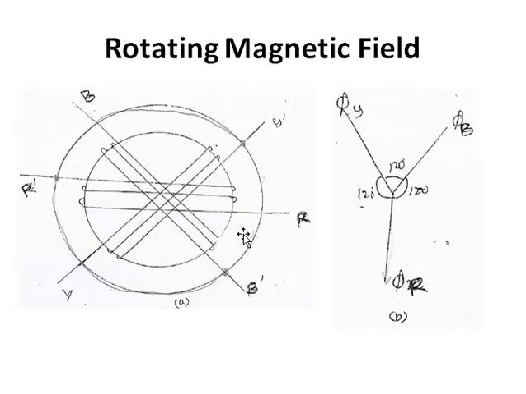Similarly, the currents produced in each of these windings, IR, IY, IB, will also be 120 degree apart. Means the current IY will lag the current IR by 120 degree, and current IB will lag the IR by 240 degree. Similarly, the flux produced in each winding, that is phi R, phi Y, phi B: phi Y will lag the phi R by 120 degree. So you can see this is phi R, phi Y will lag by 120 degree, and phi B will lag by 240 degree. And if I represent on the phasor diagram, they are 120 degree apart.